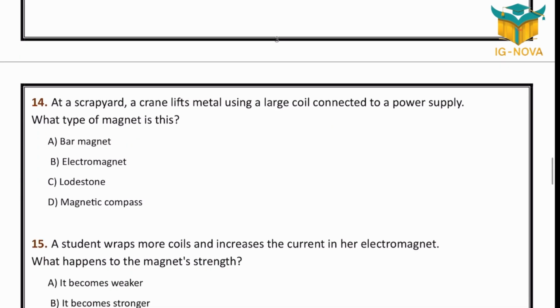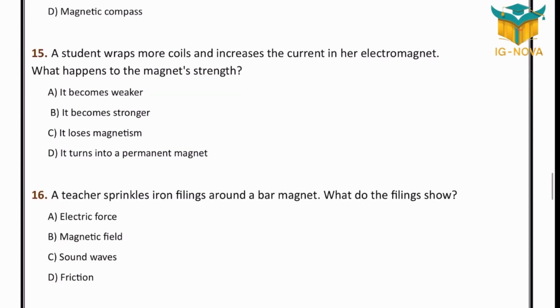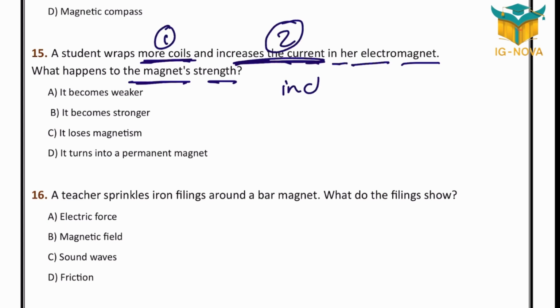Question 14. Scrapyard. A crane lifts metal using a large coil connected to a power supply. What type of magnet is this? This type of magnet, by using a large coil and power supply, is surely an electromagnet. Question 15. A student wraps more coils and increases the current in her electromagnet. What happens to the magnet strength? When more coils and increasing current, there are two ways to increase strength. So it becomes stronger.